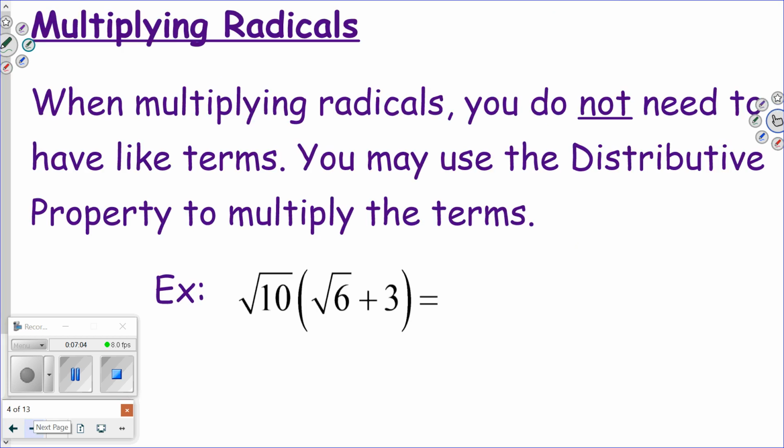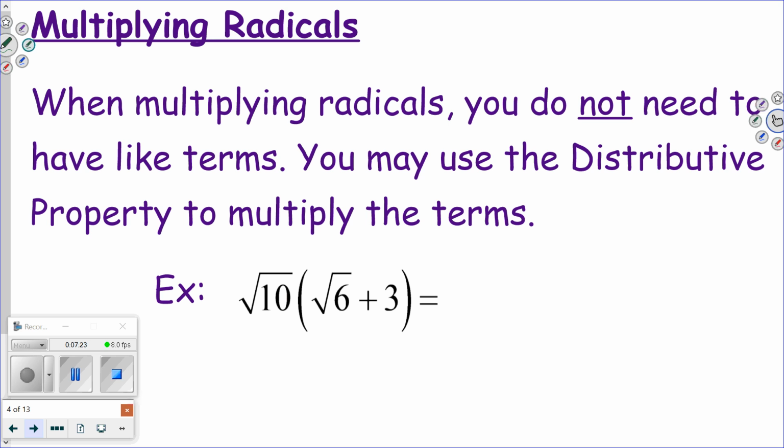All right, so when multiplying radicals, you do not need like terms. This is where people panic. Adding and subtracting, they have to be alike. Multiplying and dividing, they don't have to be. That's how it is in math all the way across the board. People always forget that. You may use the distributive property, though, to multiply.